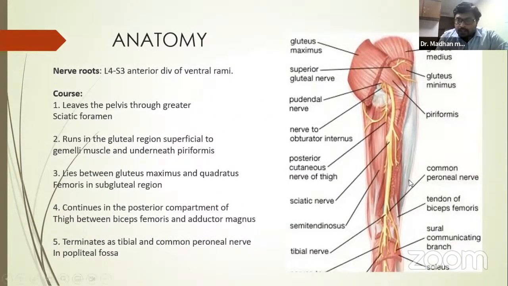So again, I'm going to show the levels where we can block. Coming to level 1 at the parasacral region, where we are going to block the nerve at the level of origin. The advantage of doing this is that we are going to block all components of the sciatic nerve, plus we can block the sacral plexus also.